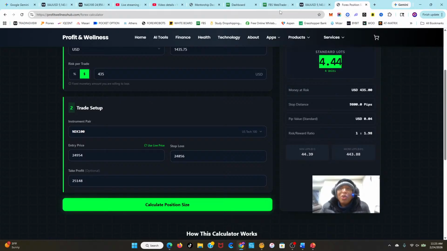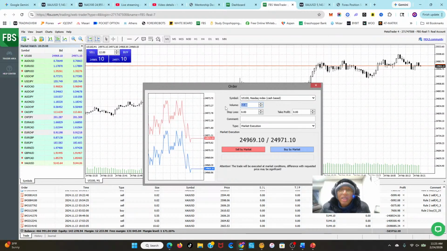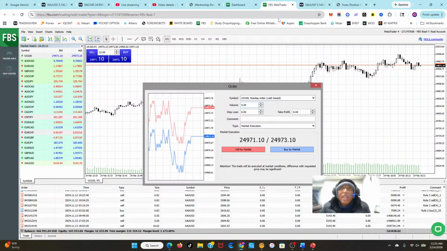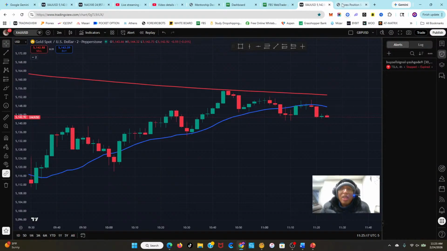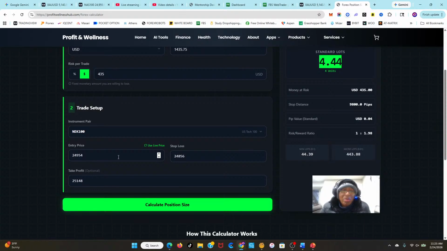Okay, so you're going to go to your FBS. You're going to go to trading, new order. This is trading, 4.44. That's the lot size. And I'm just giving you guys an example of a trade, so that you know, using other strategies. So the values are already here. So entry price, stop loss is very important.